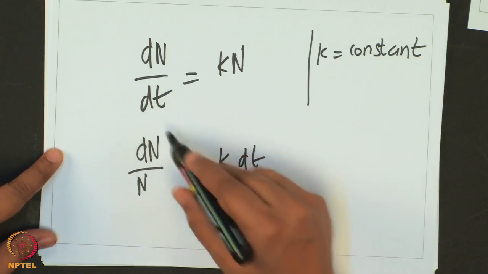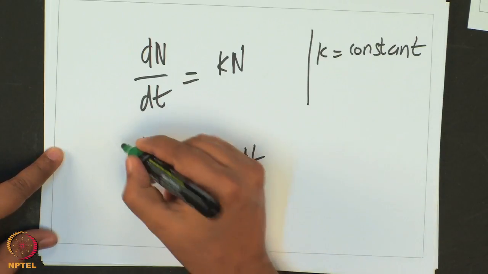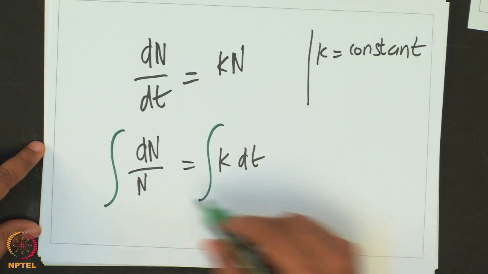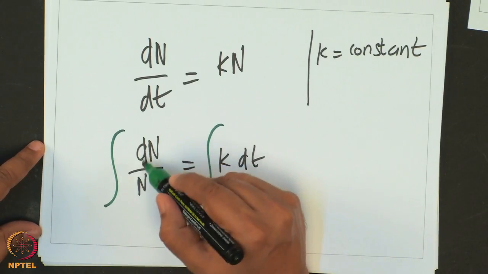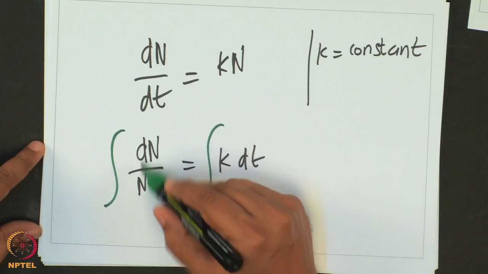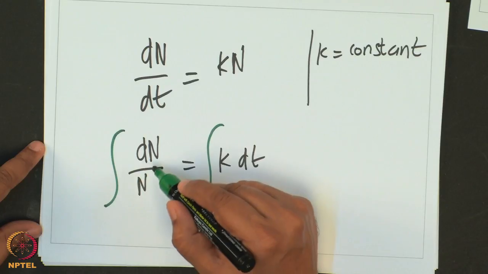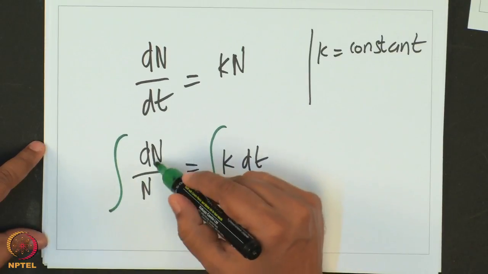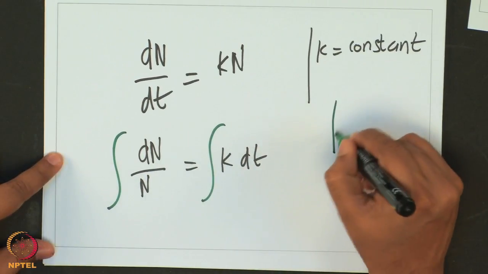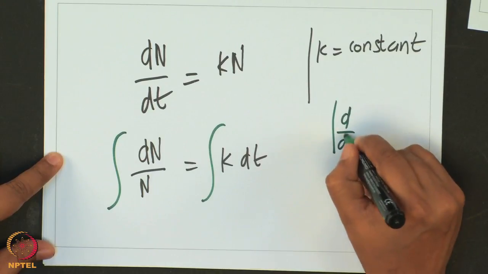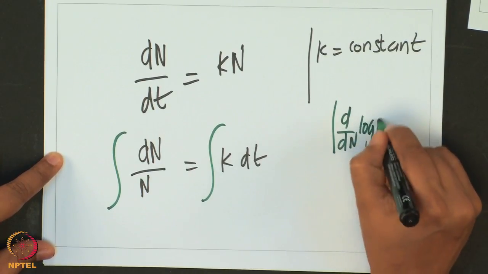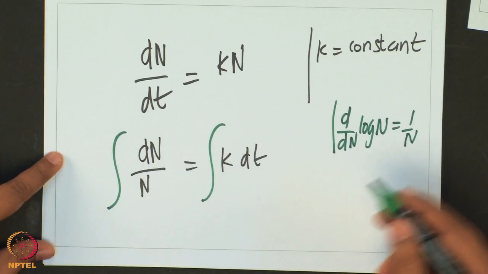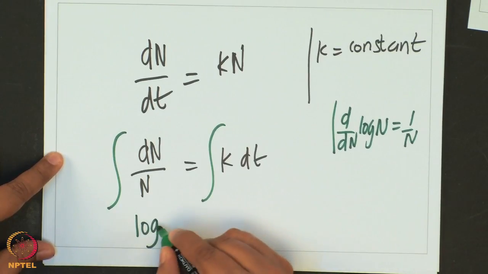So if I have an equation like this, I could rewrite it this way, and then I could integrate this. Now my function here is 1 over N dN. So 1 over N is my function. The integral of 1 over N dN equals the integral of k dt. So what is 1 over N dN? It turns out that the derivative d/dN of log N is 1 over N. So the integral of 1 over N will be log N.